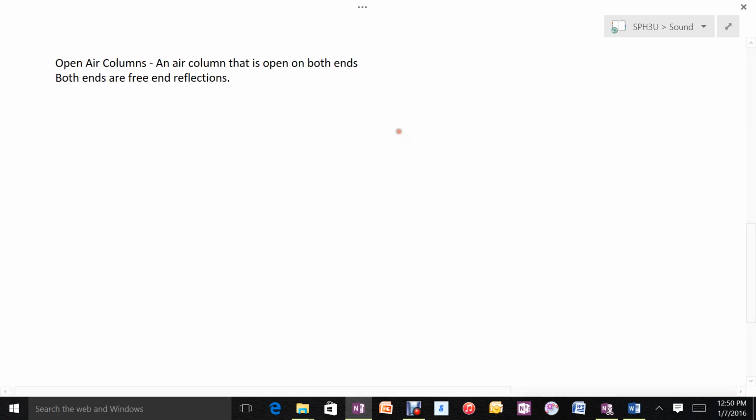An open air column, alternatively, is one that is open on both ends, so both ends result in free end reflections. This could be like a tube. A common example of this would be a flute, where a flute has holes on one end and you blow across the top of another hole. What that means, since both ends are free, is that we need an antinode on either side.